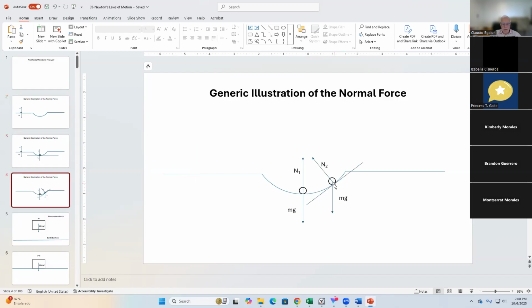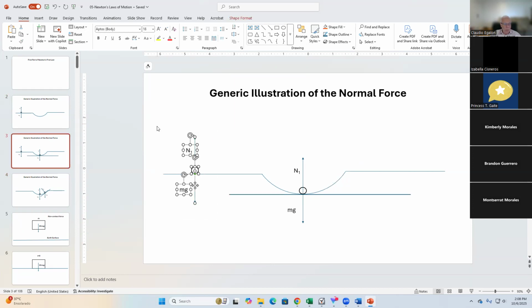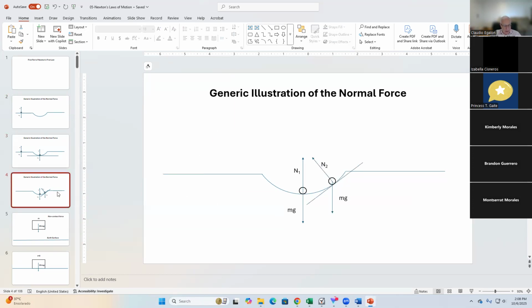If this object is placed right in here, you are going to have a different value of the normal force. This normal force will coincide with this normal force. The value of this normal force here will coincide with the value of this normal force, but not with the value of this normal force here. Not only is the direction different, but also the numeric value may be different as well.